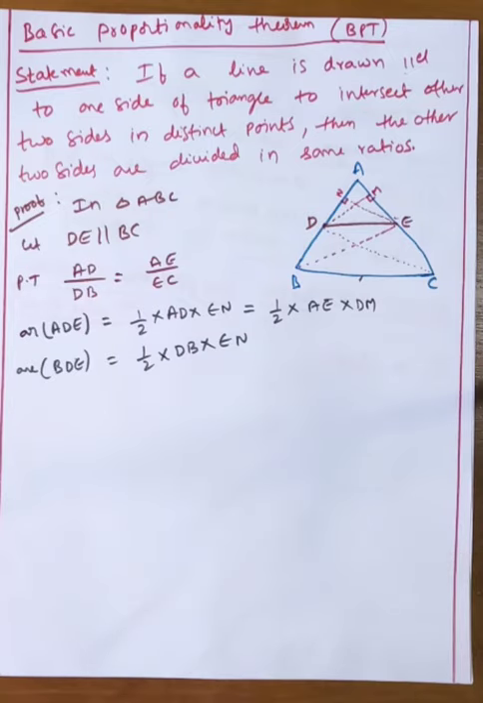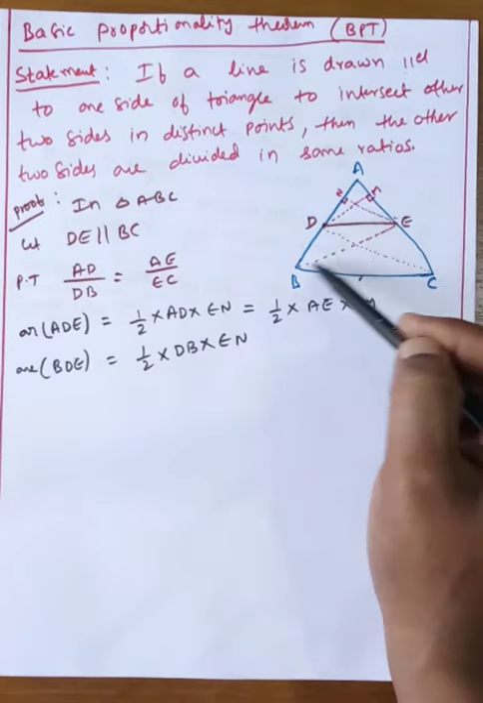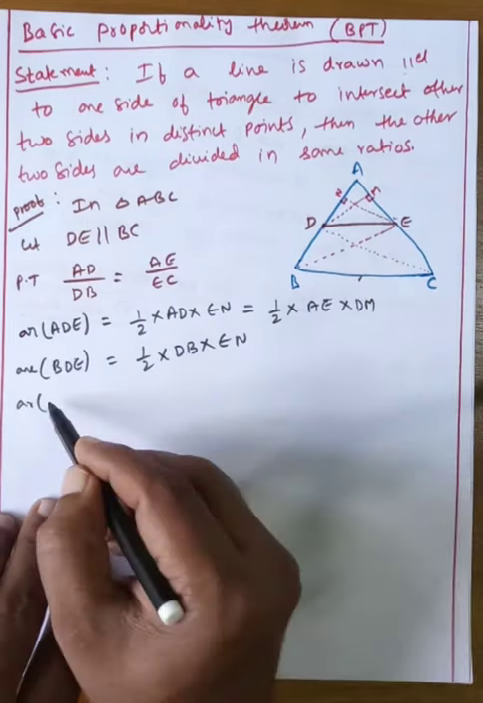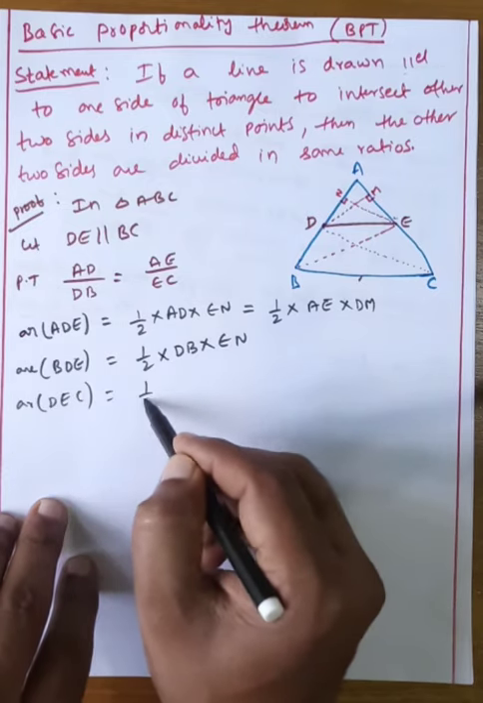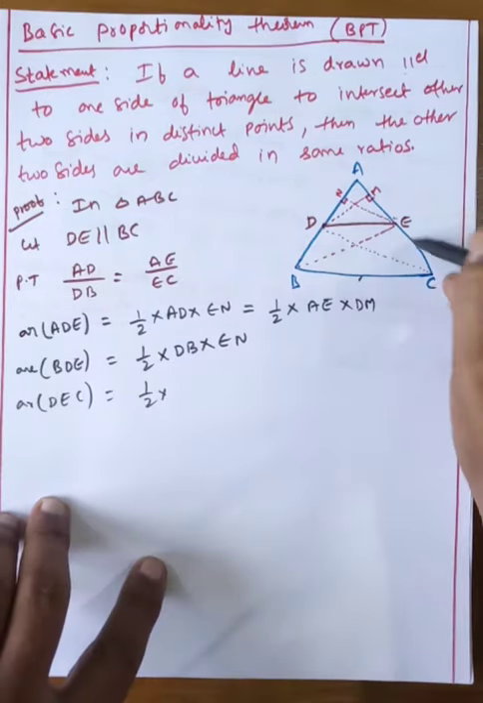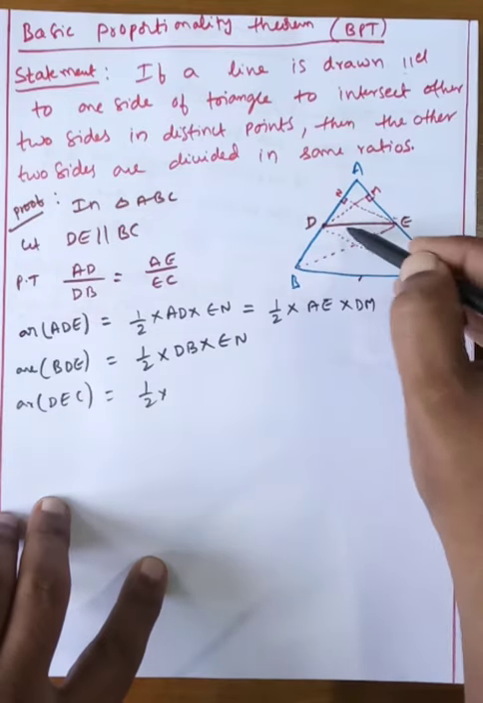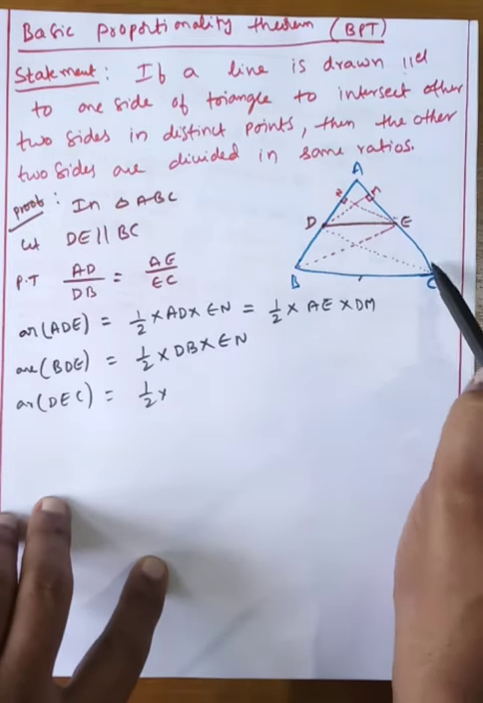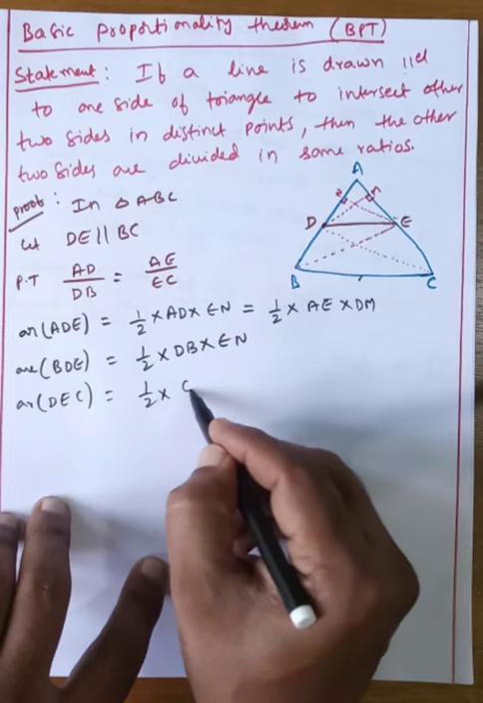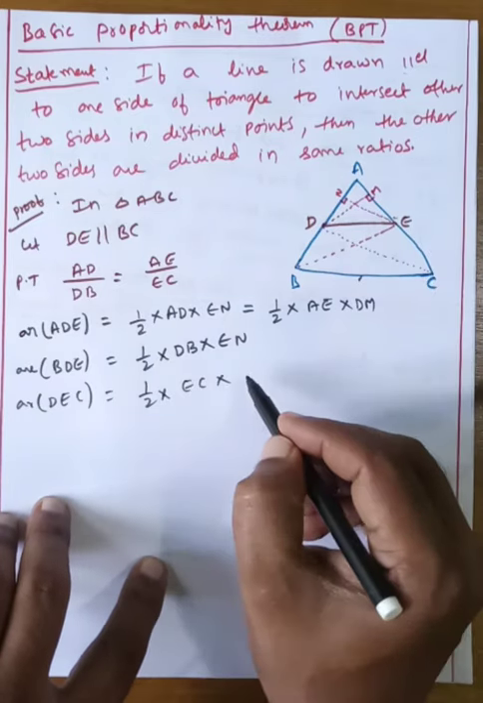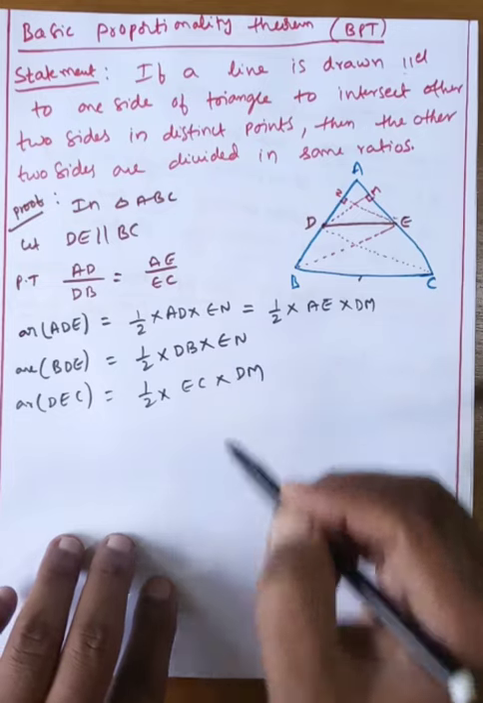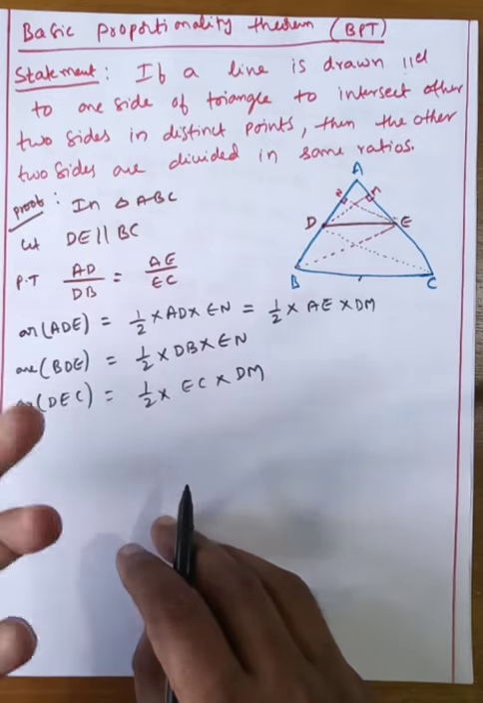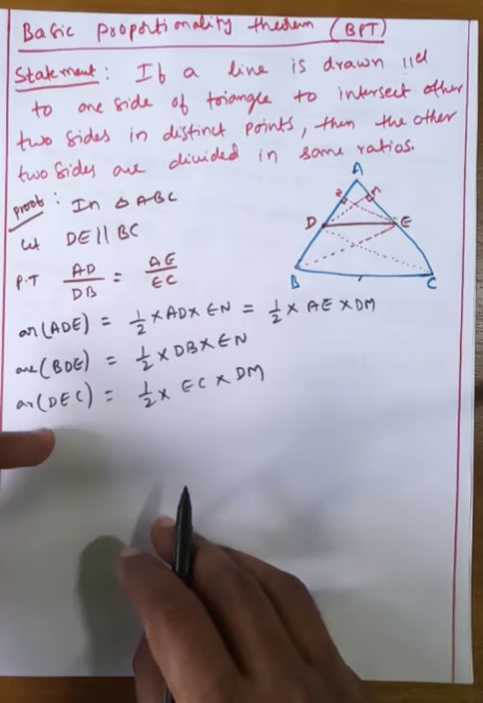And DEC, where is D? DBE is completed. Now the area of DEC. What about half into? First of all, this is the base, 100%, this is the height. This triangle is outside, no problem. Draw the perpendicular outside. In this triangle DEC, suppose we take the base EC. What is the height? 100%, DM is the height. Now area of ADE by BDE, and area of ADE by area of DEC, what happened?